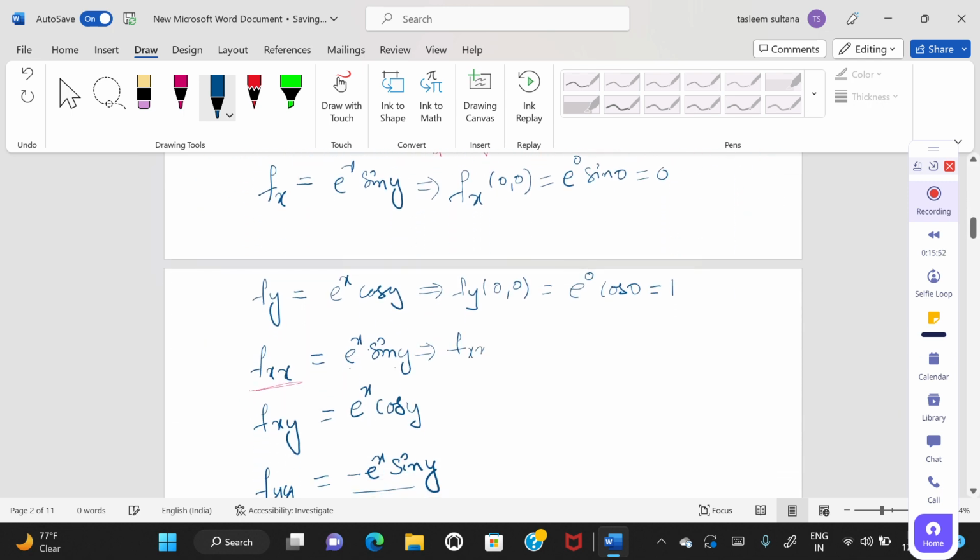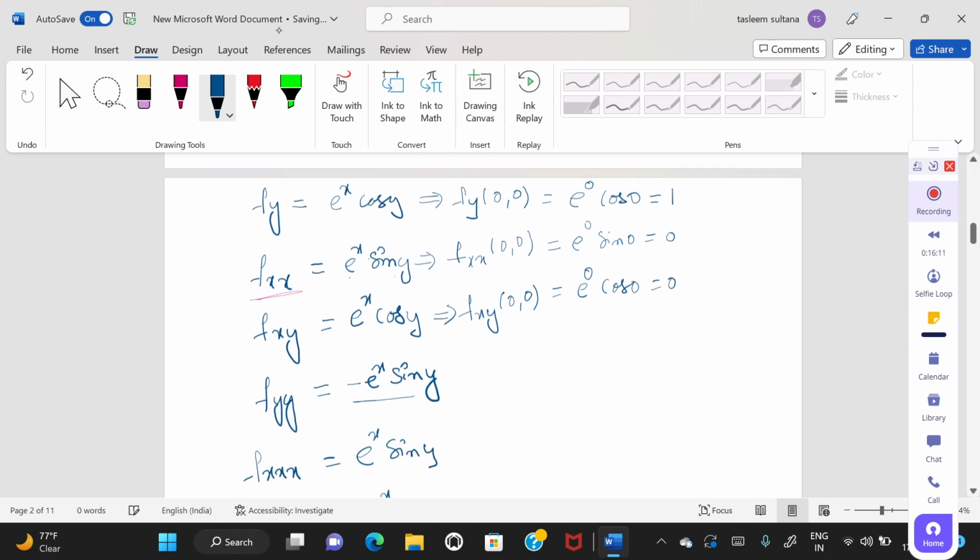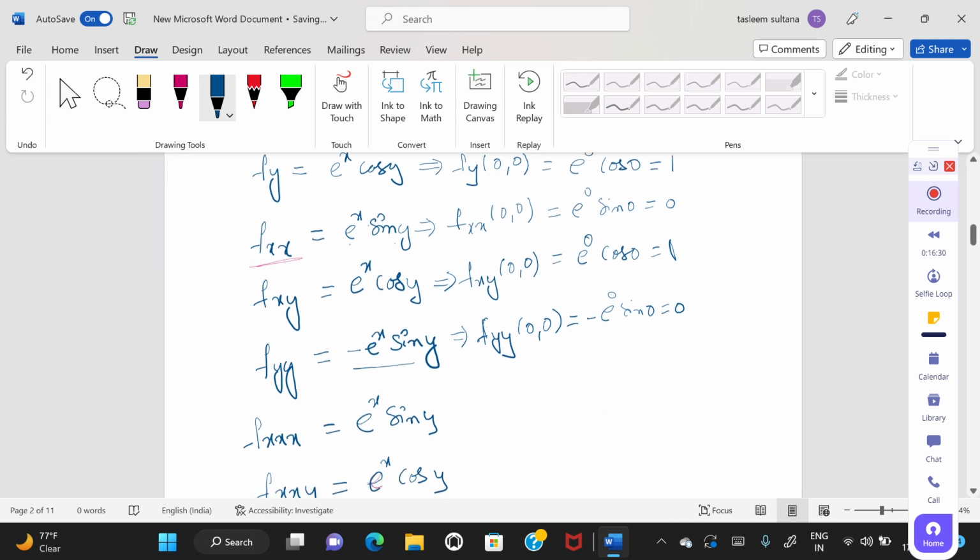f suffix x comma x of 0 comma 0 is equal to e power 0 sine 0, which is equal to 0. Then from here f of x y of 0 comma 0 is equal to e power 0 into cos 0, which is equal to 1. Then f of y comma y of 0 comma 0 is equal to minus e power 0 into sine 0, which is 0. Cos 0 is 1, right? Yeah, this should be 1, sorry.